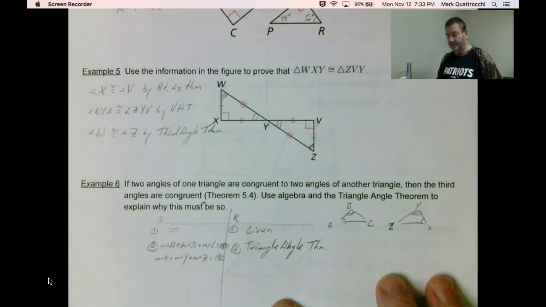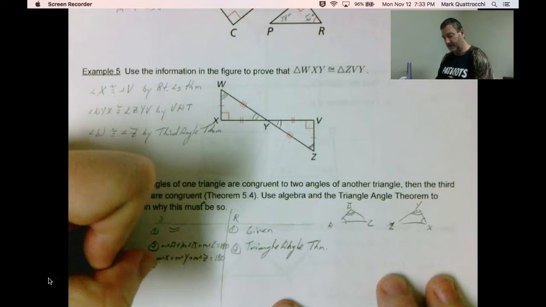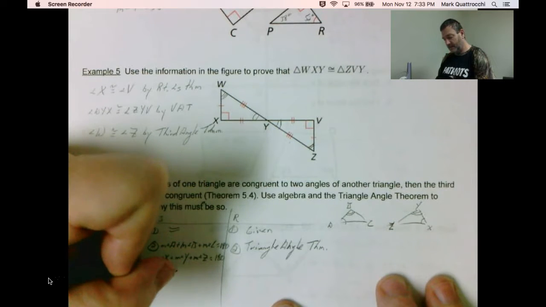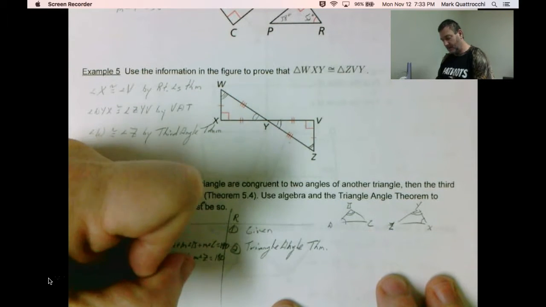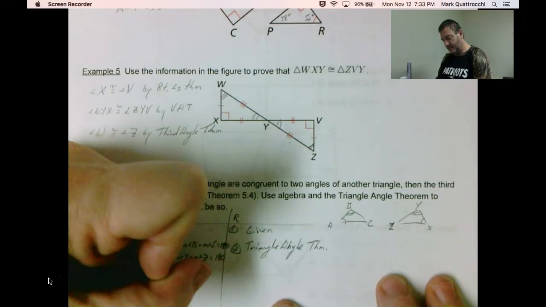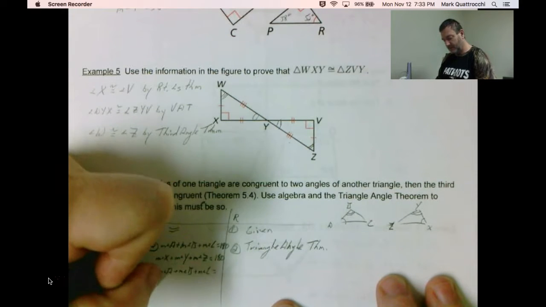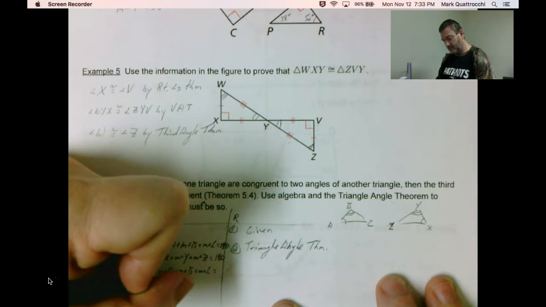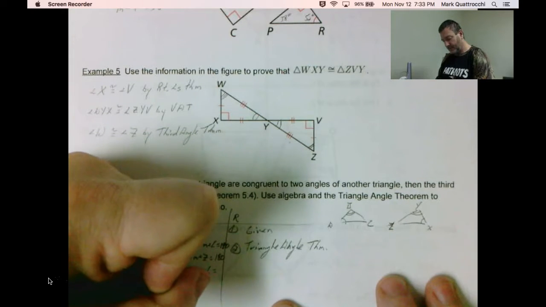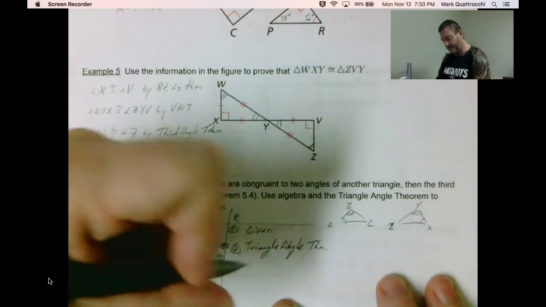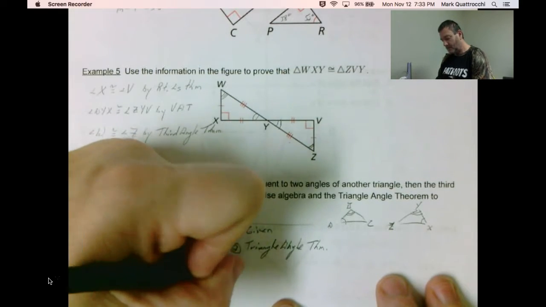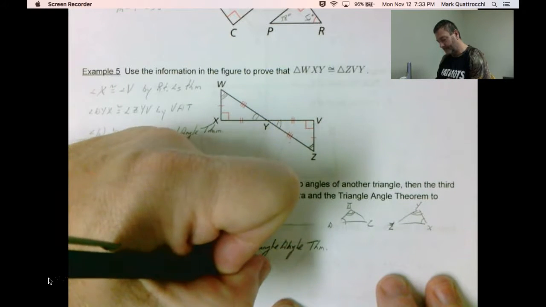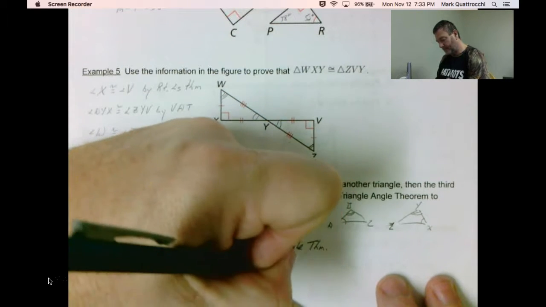No abbreviation for those two. Alright, statement 3: the measure of angle A plus the measure of angle B plus the measure of angle C equals the measure of angle X plus the measure of angle Y plus the measure of angle Z. What did I do there? Substitution Property.